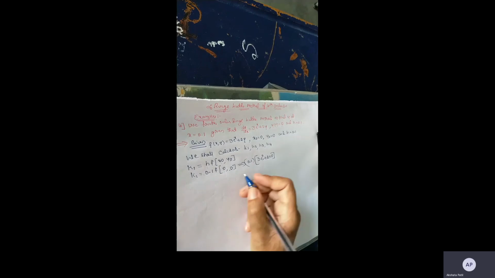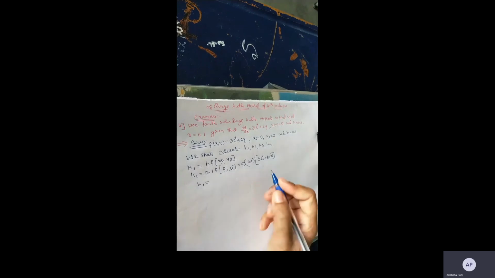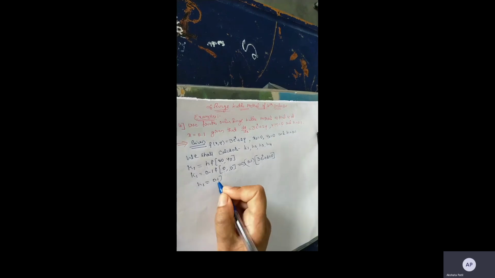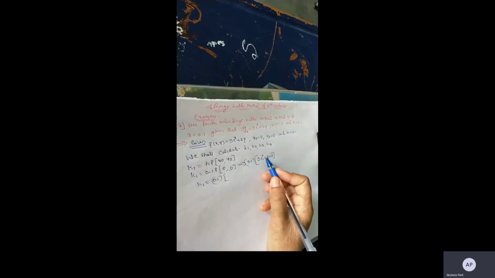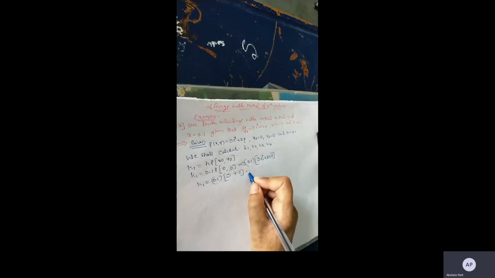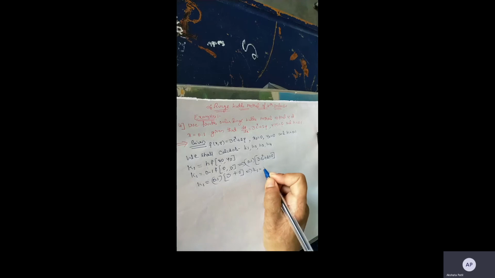Simplified, you will get k1 equals 0.1 into 3 into e raised to 0. E raised to 0 value is 1, so 1 into 3 is 3, plus 2 into 0 is 0. So you will get k1 equals 0.3.